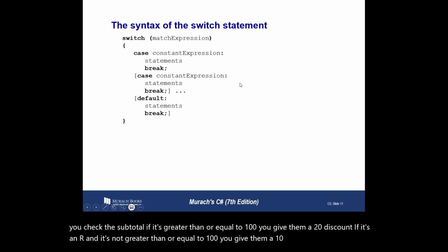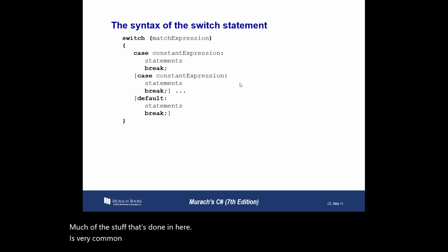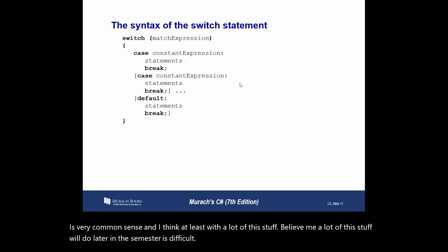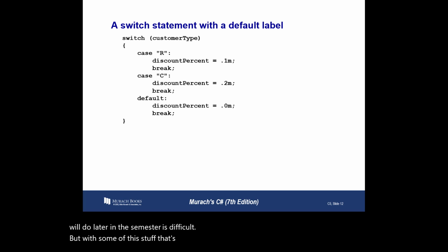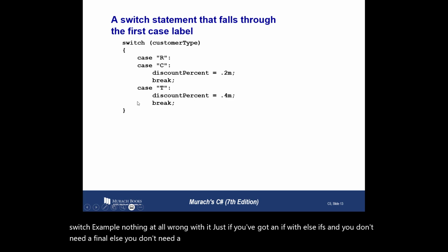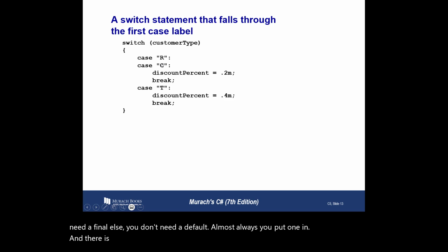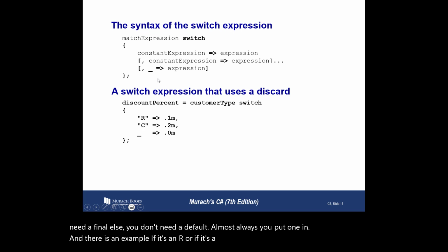Much of the stuff that's done in here is very common sense. And I think, at least with a lot of this stuff, believe me, a lot of the stuff we'll do later in the semester is difficult. But with some of this stuff that's in here, people make it harder than I think it actually is. There's their switch example. Nothing at all wrong with it. Just like if you've got an if with else ifs and you don't need a final else, you don't need a default. Almost always you put one in. All right. And there's an example if it's an R or if it's a C, you will do this.